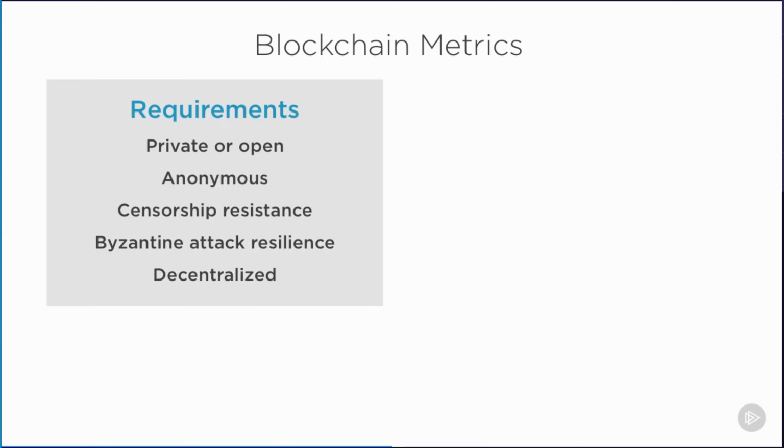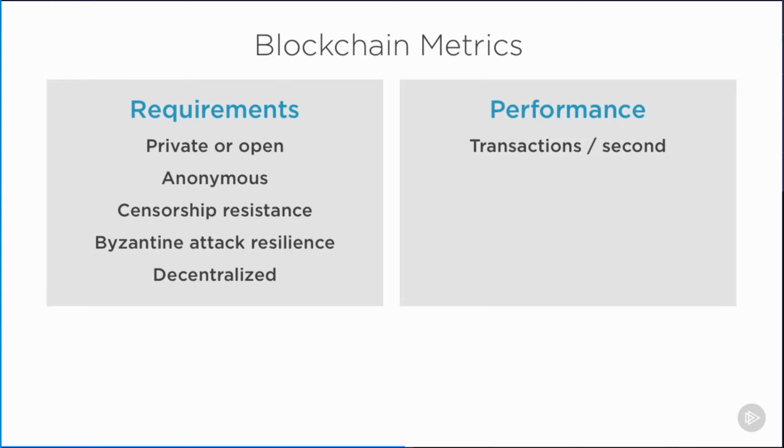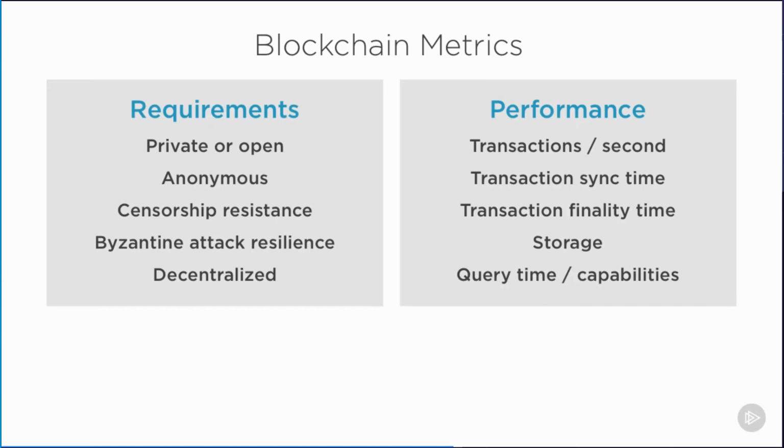Once the high-level requirements are understood, we can move to raw performance, which could include things like the number of transactions per second, transaction synchronization time, or how long it takes all the nodes to become aware of a transaction, transaction finality, or how long it takes for a transaction to be irrevocably stored. Note that in Bitcoin, a transaction can always be undone, but it becomes more and more unlikely over time. Overall storage size, how big can the database become? And perhaps some metrics from the traditional database world, like how long queries take.